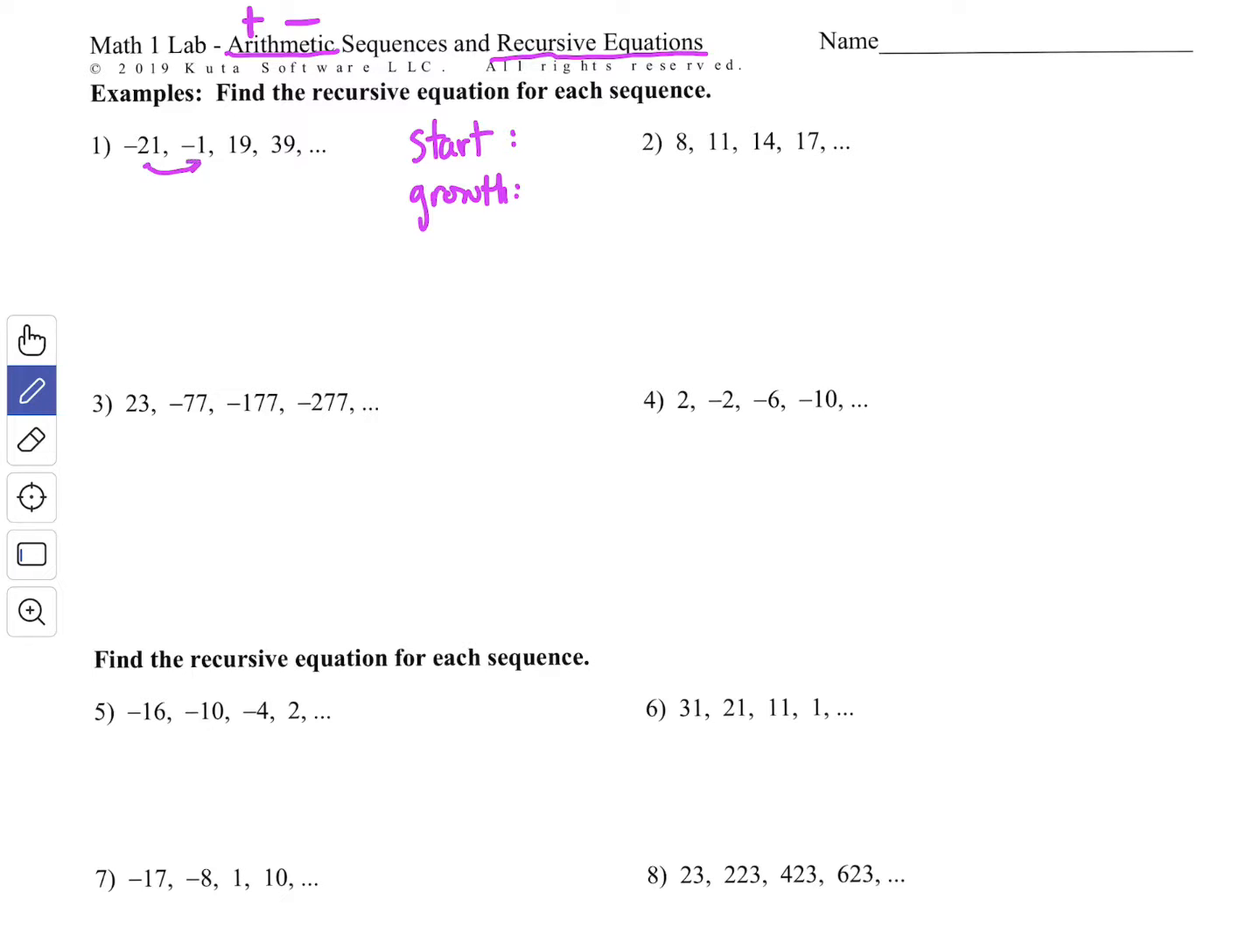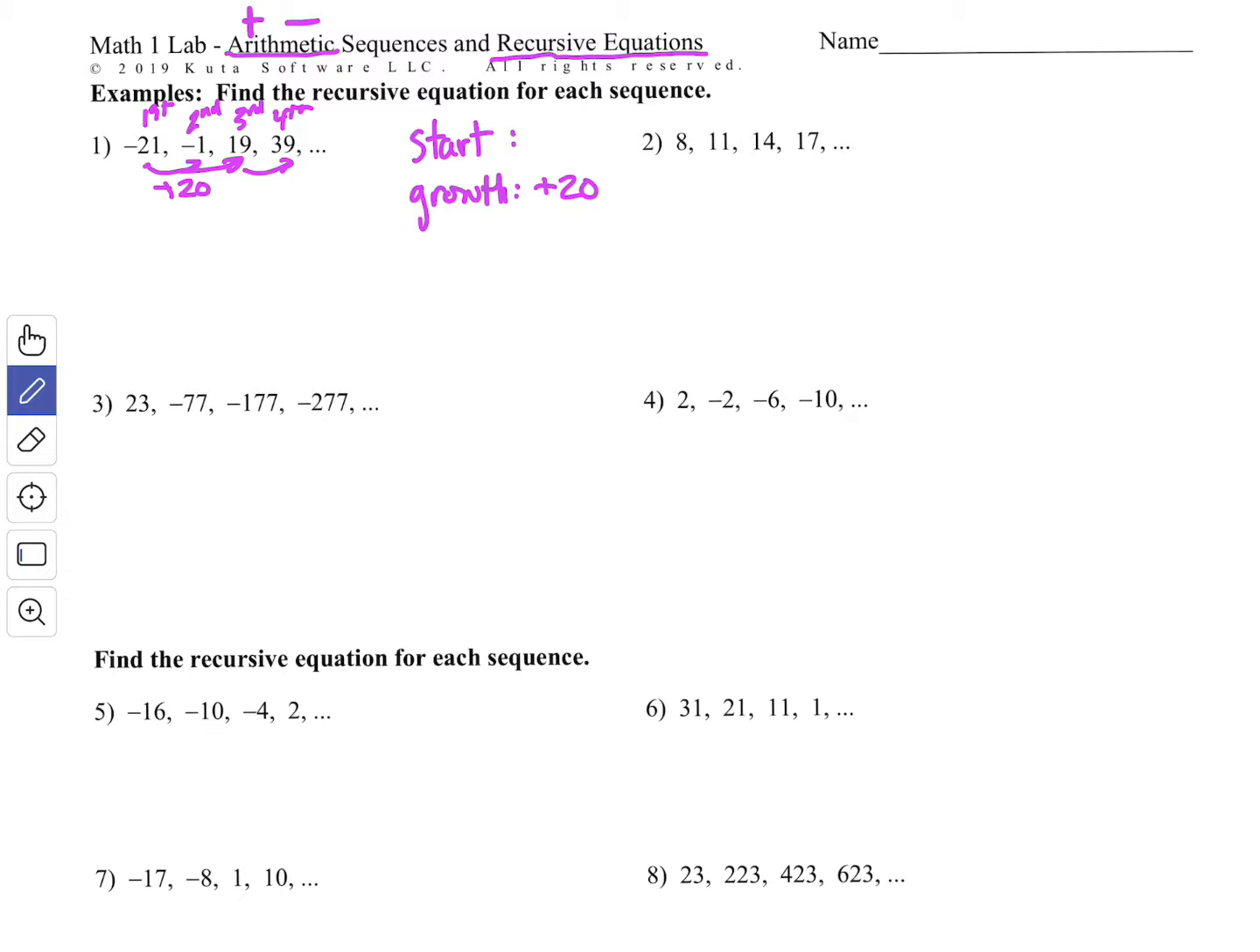So as we look here, negative 21, negative 1, positive 19, positive 39, we should be able to see that our growth is we're adding 20 each time, okay? Now, there's kind of a debate about where the start would be. Most of you, if I said, where does this start, you'd say at negative 21, okay? But when we're dealing with sequences, that's really just the first term, okay? And this would be the second term, the third term, fourth term, and so on, okay?